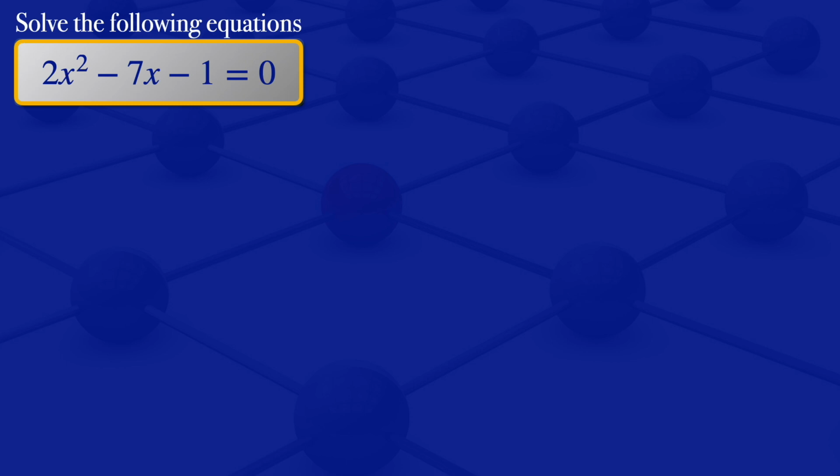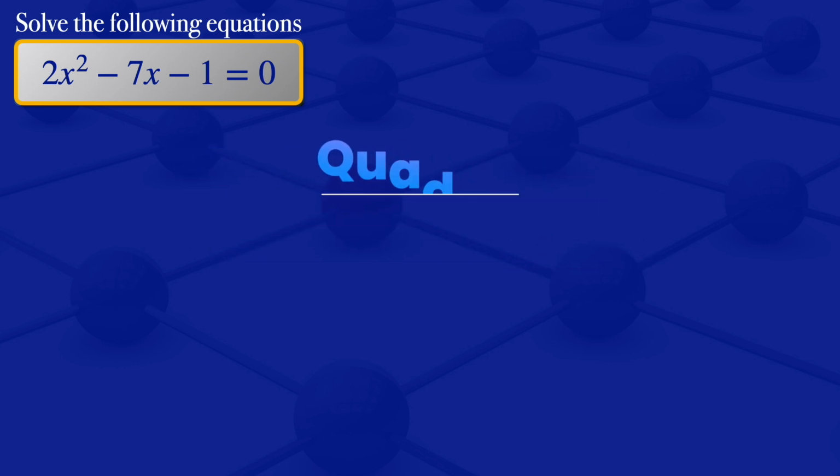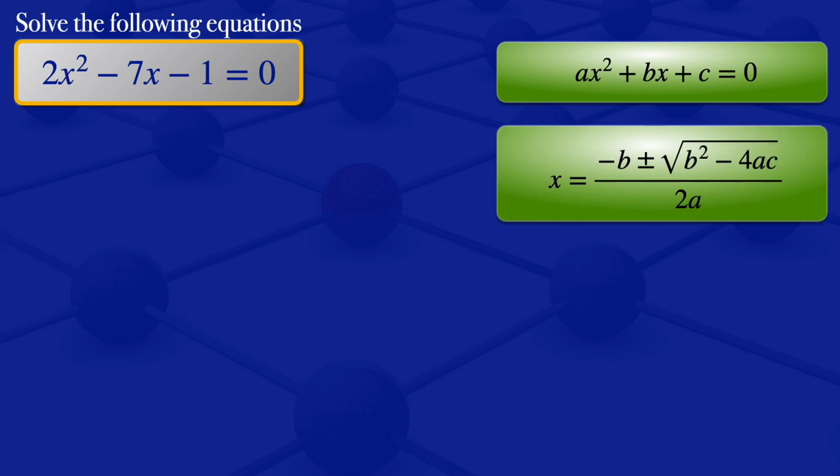It is not always the case that we can factorize a given equation. If we can't factorize the given equation, like for this one where we can't find any factors, what we have to do is use the quadratic formula. The quadratic formula says that if we have an equation of the form ax squared plus bx plus c equals 0, then its solution is x equals minus b plus or minus the square root of b squared minus 4ac, divided by 2a.